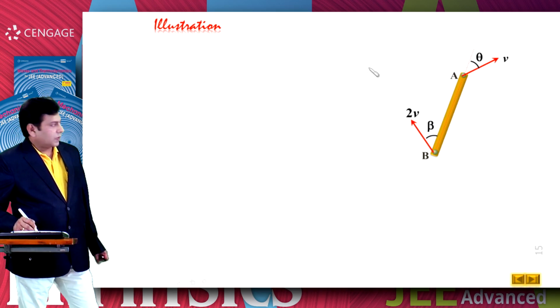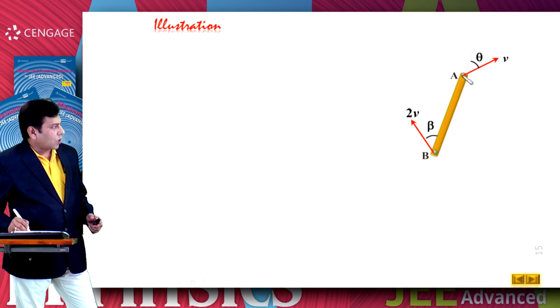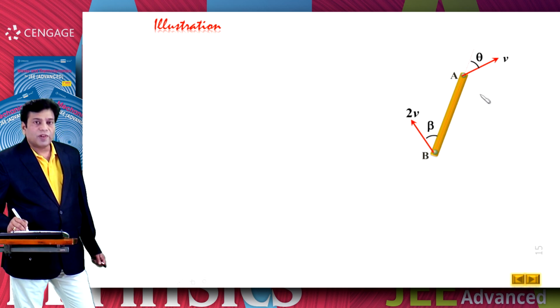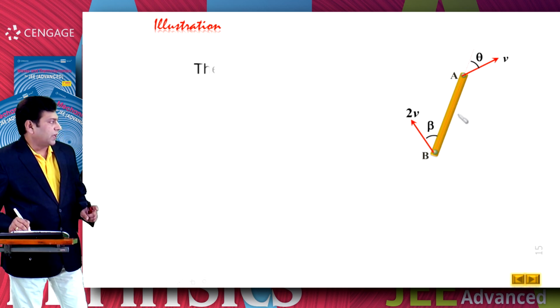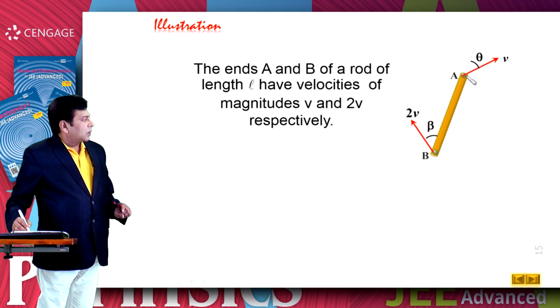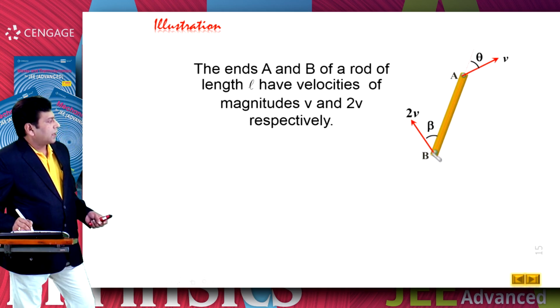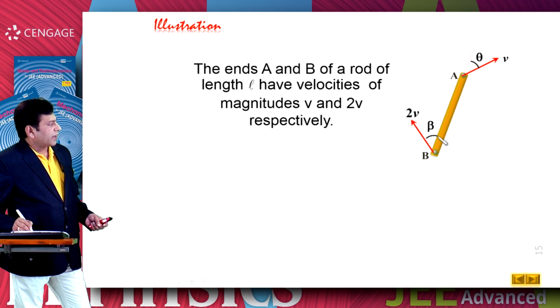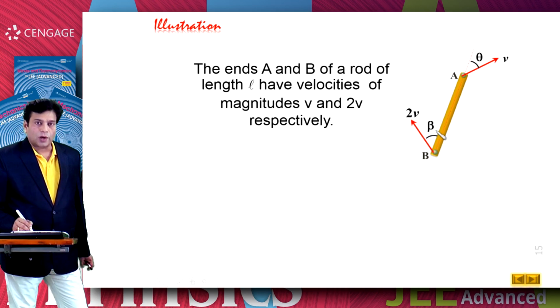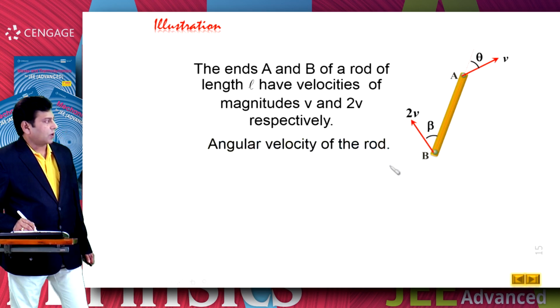In this diagram, you can observe this is a rod of length L, and here the ends of this rod, that is A and B, are moving with the velocity v and 2v. You can observe in this diagram. This velocity v is making angle theta with the direction of the length of the rod, and here this velocity 2v is making angle beta with the length of the rod. And in this case, we need to find the angular velocity of the rod.